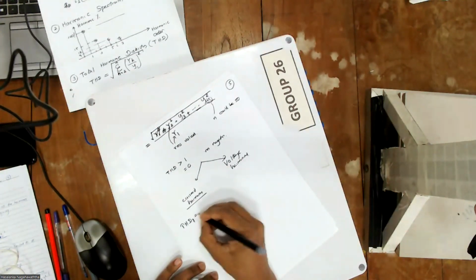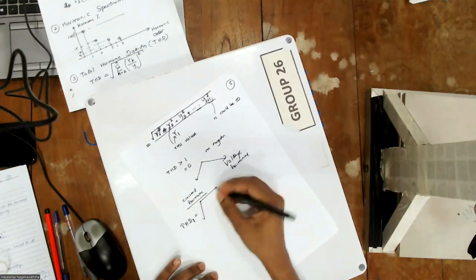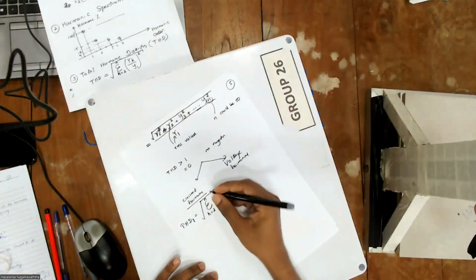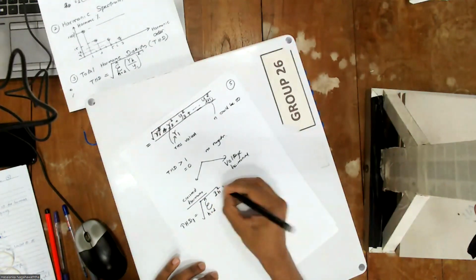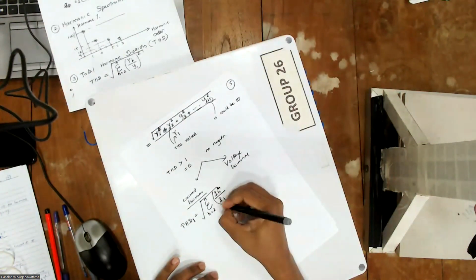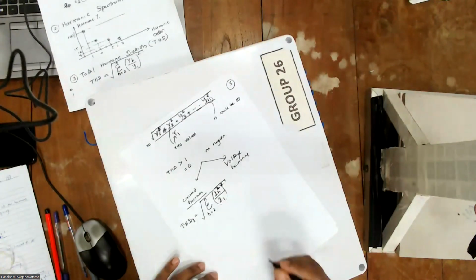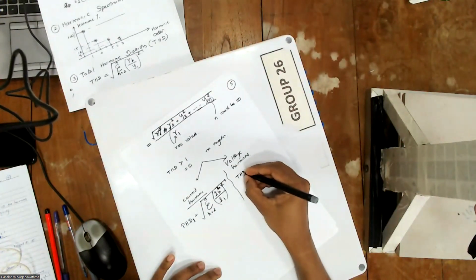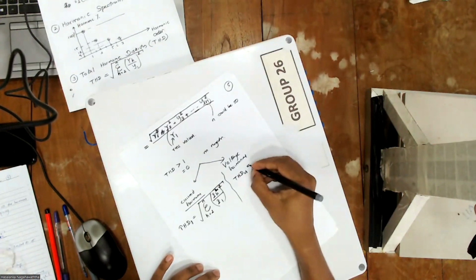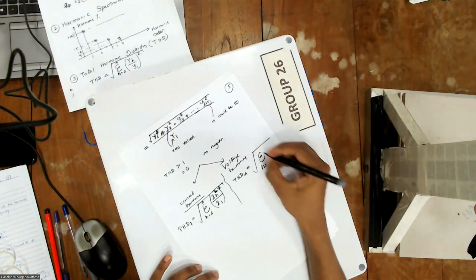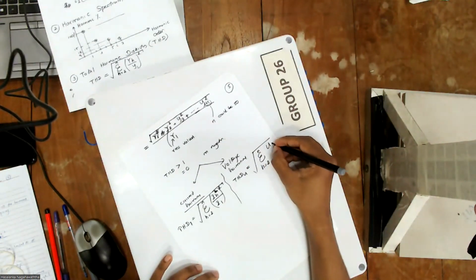THDI is equal to the square root of the summation from h equals n of (Ih over I1) squared. For voltage, THDU or THDV is equal to the square root of the summation from h equals n of (Uh over U1) squared.